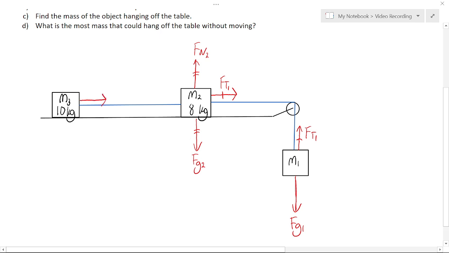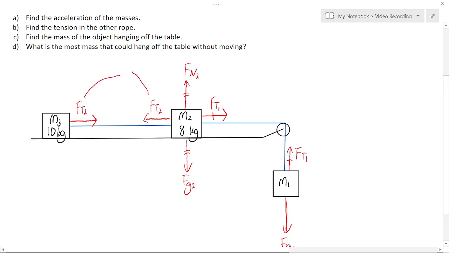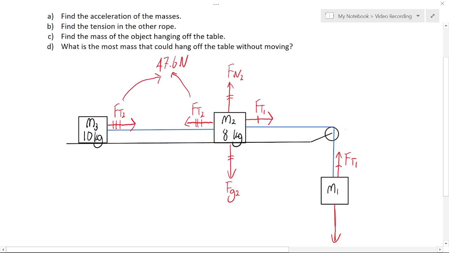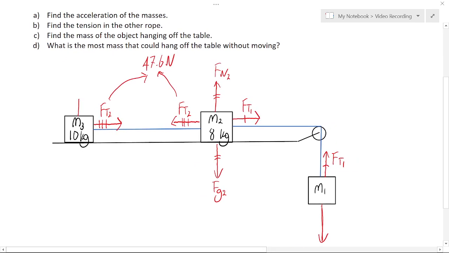Now we know here, let's call this Ft2. This is a different rope, so it will have a different tension value. And we know Ft2 in both cases, it was given in the question as 47.6 newtons. So that is both of these values. And I'll do a triple dash because those are equal to each other. And then we're on to M3.